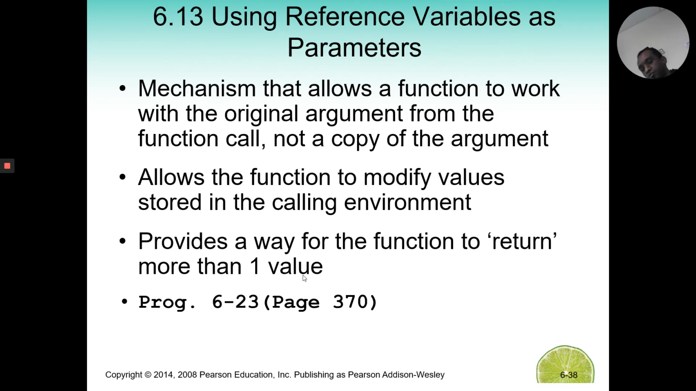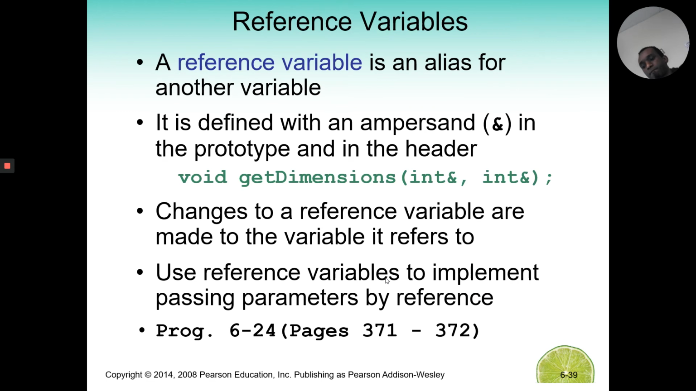Passing by reference is a mechanism that allows a function to work with the original argument from a function call, not a copy of the argument. So it allows the function to modify values stored in the calling environment. It provides a way for the function to return more than one value.